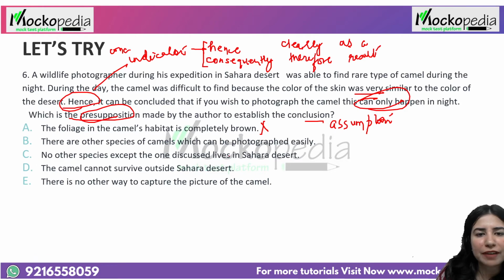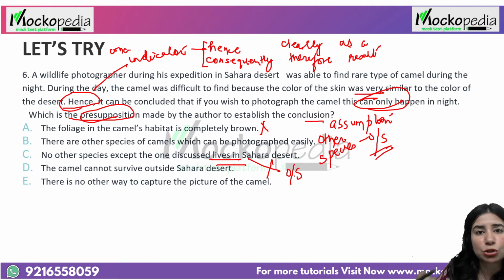No other species of animal which can be photographed easily. So other species are out of scope. So you can write it: the other species are out of scope. We are not talking about them. Now coming to C, no other species except the one discussed lives in Sahara. तो live कहाँ करती है, that we can't say, right? So again, living is an aspect which is not discussed in the argument. So we would avoid answers which are out of scope. The camel cannot survive outside Sahara Desert. ये भी हम नहीं बोल सकते, right? So it's more or less the only concern of the argument is about the picture quality.